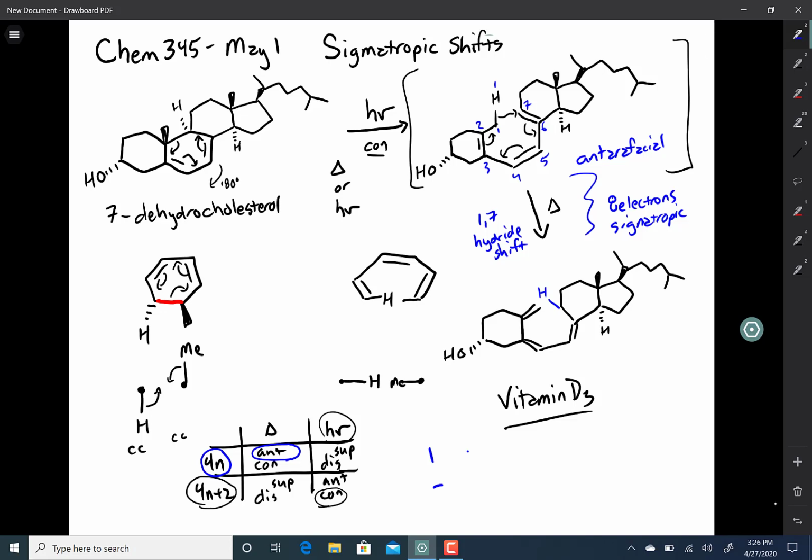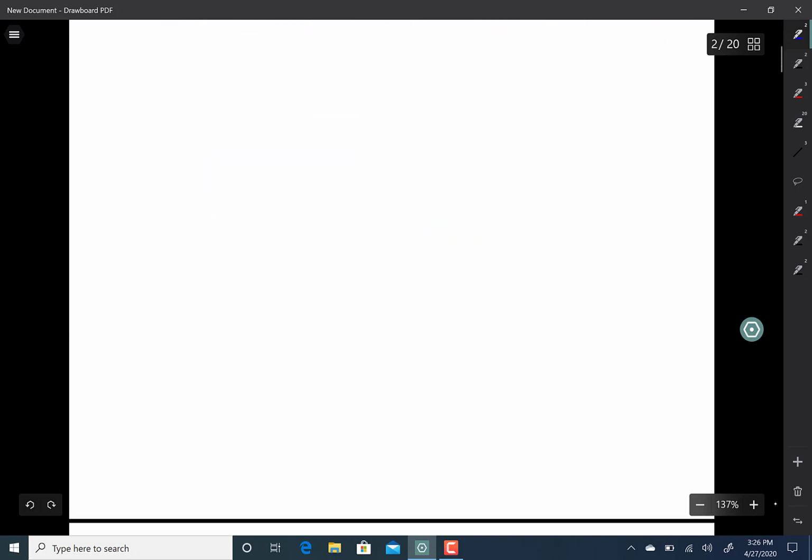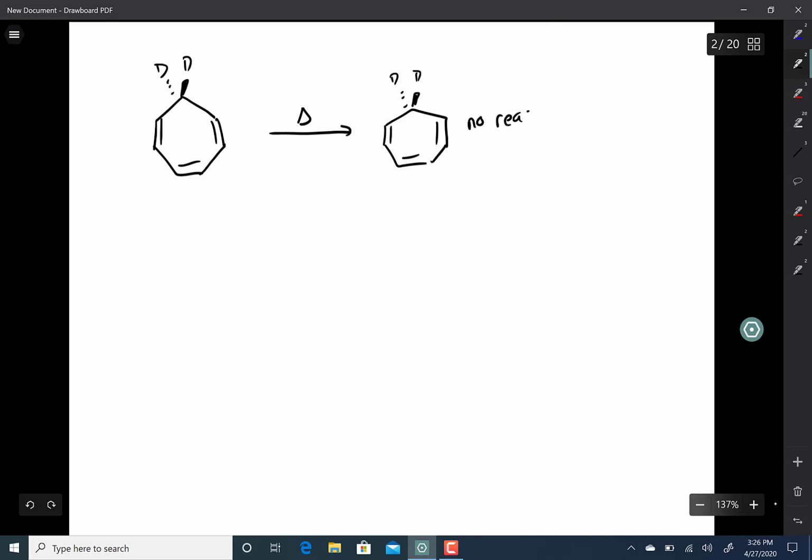Okay. Now, if you were to try this 1,7 hydride shift, say you had this molecule here in deuteriums, and you heated it up, no reaction, at least no 1,7 deuterium shift. Doesn't work.